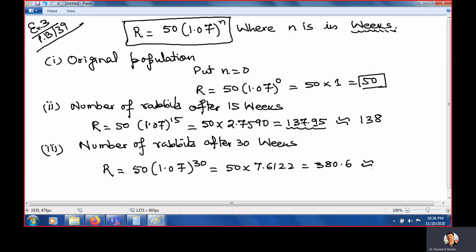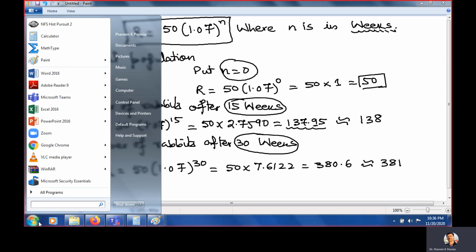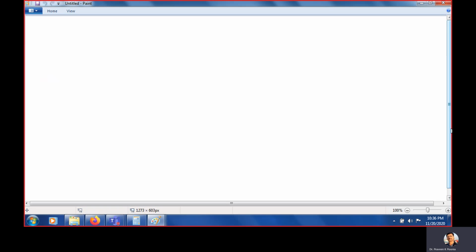380.6, and that will be equal to 385. Clear? So here look, n is given 0, n is given 15, here n is given 30. Now question number 4 is different. What is the question number 4 in this one? After how many weeks?